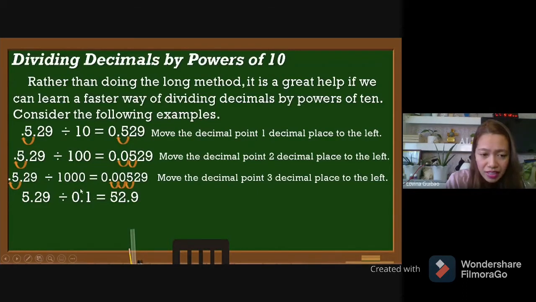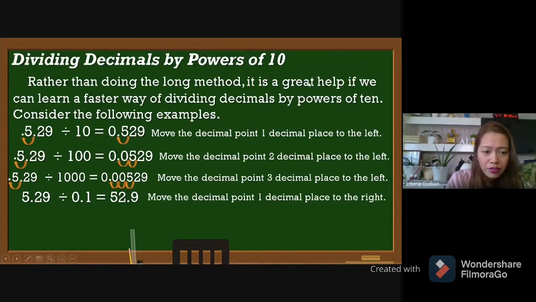Decimal number siya, hindi siya whole number. So pag ito ang movement ay pakaliwa, dito naman ang movement ng decimal point mo papuntang kanan. Okay? Look. Move the decimal point 1 decimal place to the right. So, from the given number, our dividend is 5.29. Saan ang direksyon? Papuntang kanan.